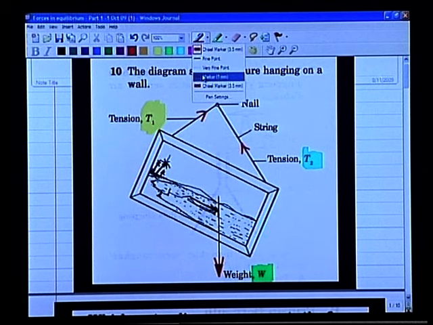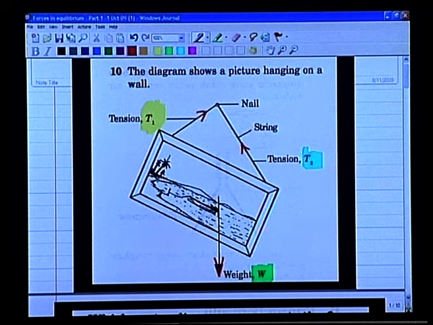What I've been trying to explain is this. If there is a point of equilibrium, take a look at W. Where is it acting? Downwards. What about T1? Where is it acting? Upwards.